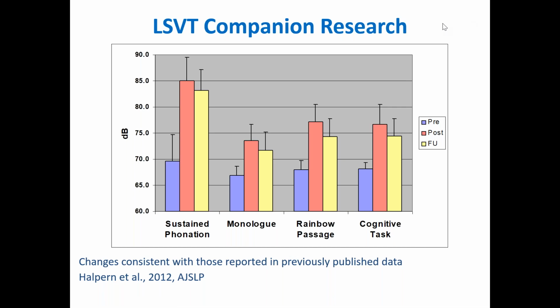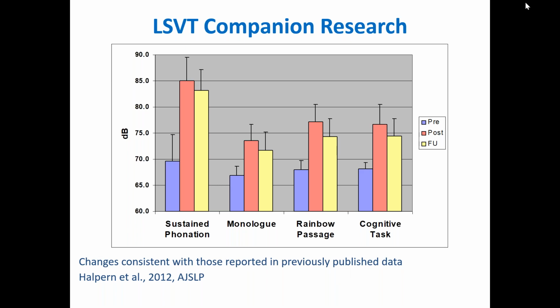All right, the next slide here shows you the research that has been conducted on the LSVT Companion. And what you see here, again, on the vertical axis, you see decibels of sound pressure level or vocal loudness. And then on the horizontal axis, you see a variety of tasks ranging from sustained phonation, so that "ah," all the way to a monologue or a reading of the Rainbow Passage, which is a standardized reading passage, and then a cognitive task.